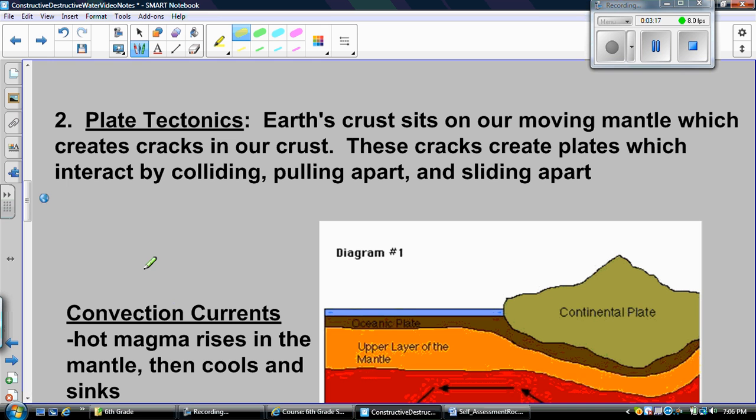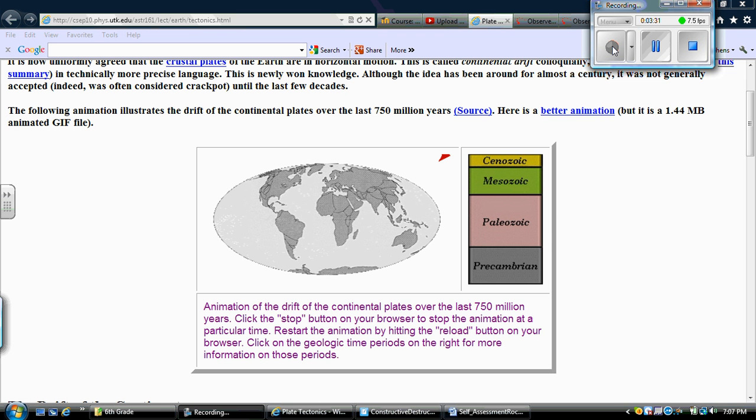So, number 2, plate tectonics. Earth's crust sits on our moving mantle, which creates cracks in our crust. These cracks create plates, which interact by colliding, pulling apart, and sliding apart.